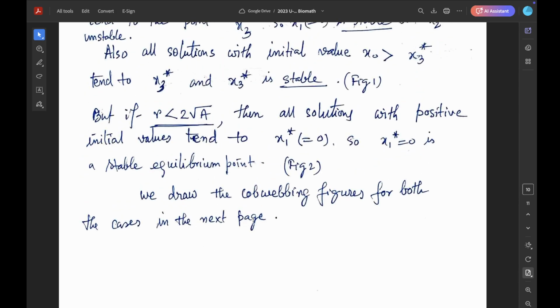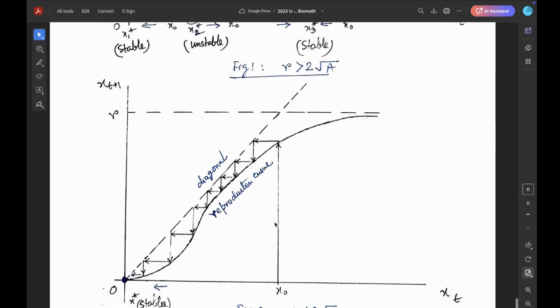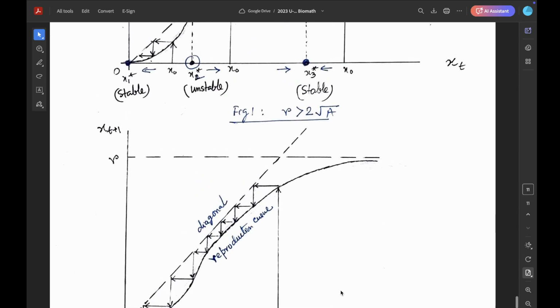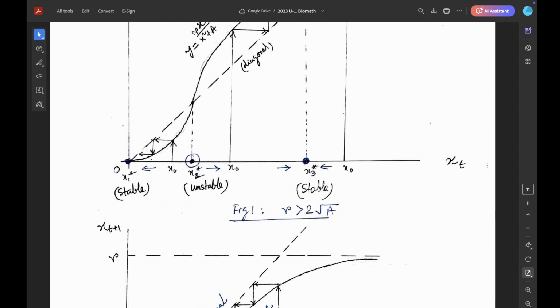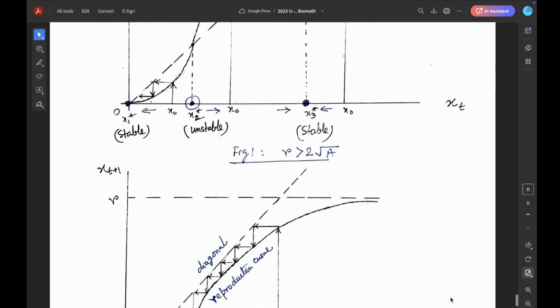We draw the Cobweb figures for both cases on the next page. So this is the figure for the case r less than 2√a, and just rectify this: in place of xt write here xn on the x-axis, and in place of xt+1 write xn+1 on the y-axis. So this curve is y equal to this, so put the y-axis and the x-axis here.